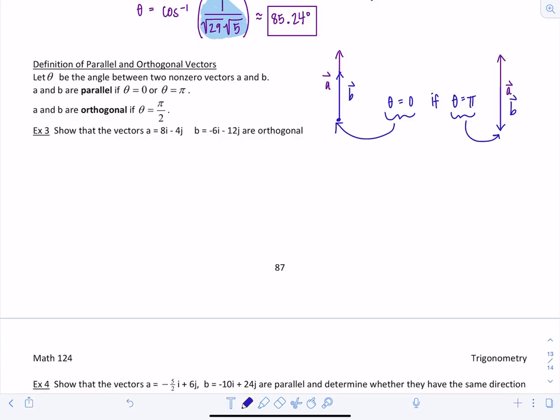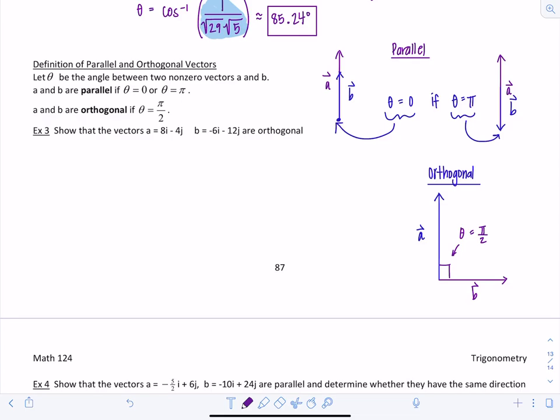And then orthogonal is if the angle between the 2 vectors is pi over 2. And you're probably used to calling this perpendicular. And there's a little bit of a difference in the definition, but right now when we're just dealing with vectors in 2 dimensions, you can think of it pretty much the same way. Okay, so that's orthogonal vectors. Theta is pi over 2. And then here, these are parallel vectors.